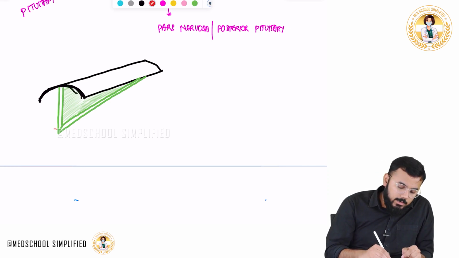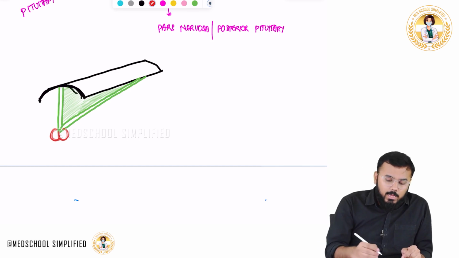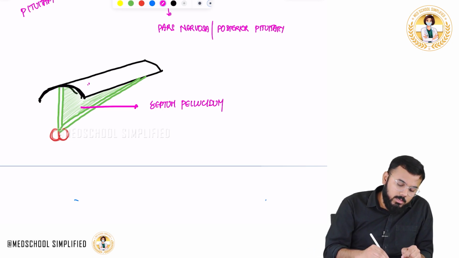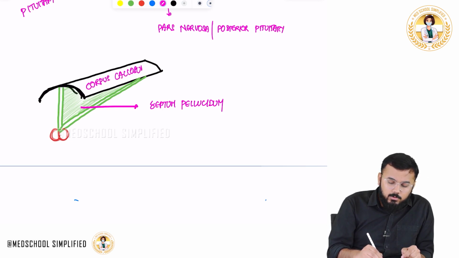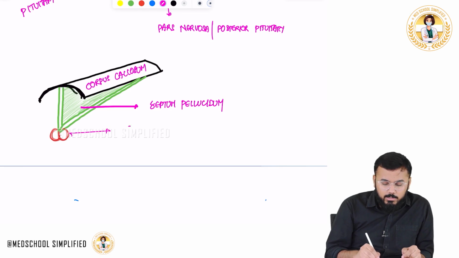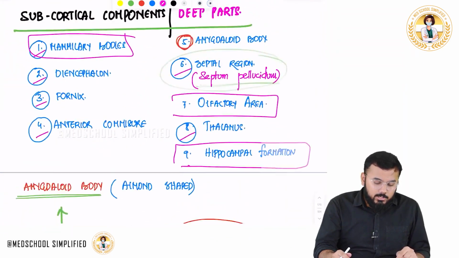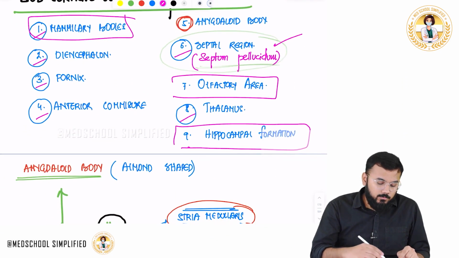And where is your fornix? See, down here you have got this structure. This is what is called as your fornix. Okay, and this one is called as your septum pellucidum, and this one is called as your corpus callosum, and this part over here is called as your fornix. So these are the structures which you can see over here: septum pellucidum, fornix, and all.